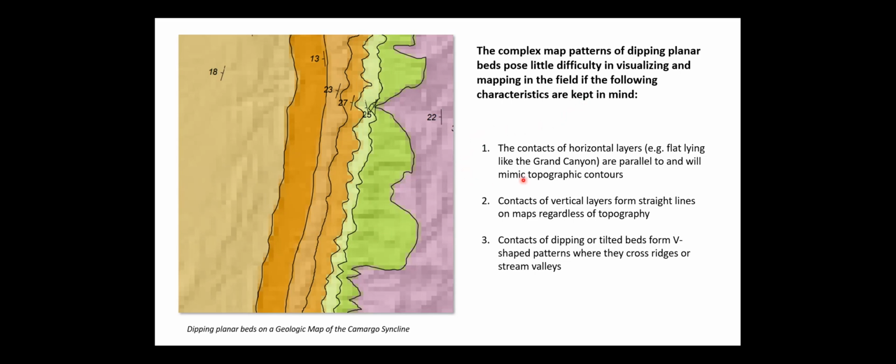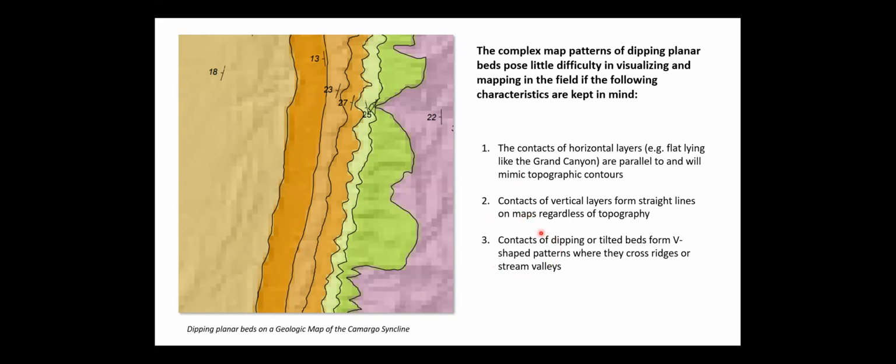The contacts of horizontal layers, like flat lying strata in the Grand Canyon, are going to be perfectly parallel to and will mimic the topographic contours. Okay, and at the extreme opposite end of that, the contacts of vertical layers are going to form straight lines on maps, regardless of topography.